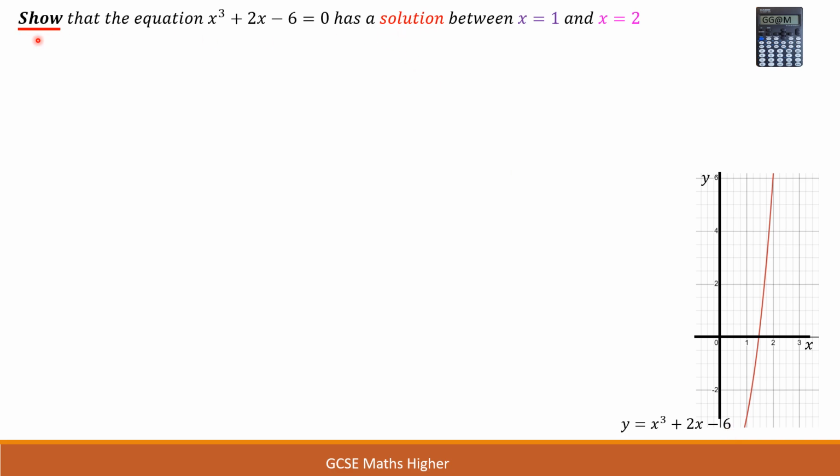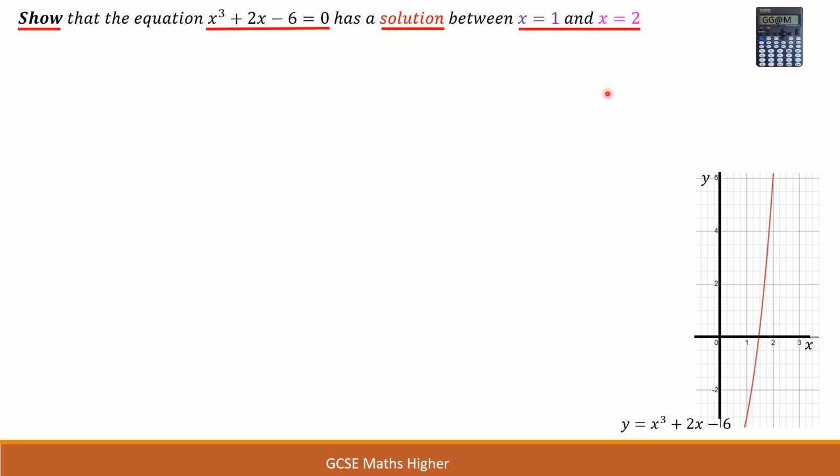Okay, so the key words in here, we've got the word show, the equation that has been given. Look at this equation, it is equal to 0, so you don't have to do anything with the equation first because it's already equal to 0. You're finding the solution. Okay, that's where you cross the x-axis, so it's this point here.